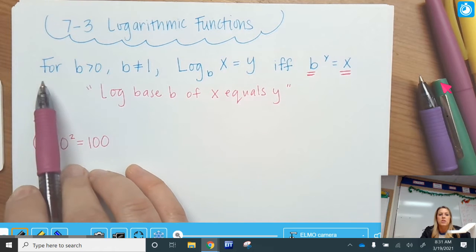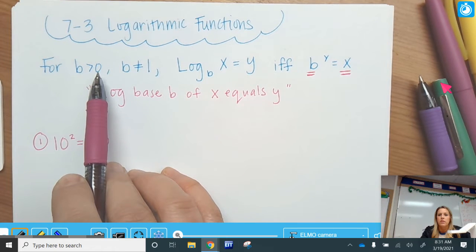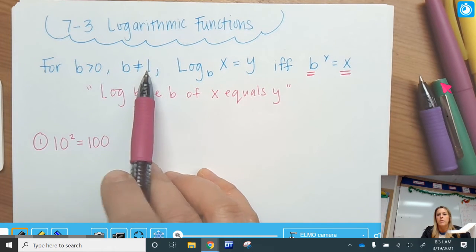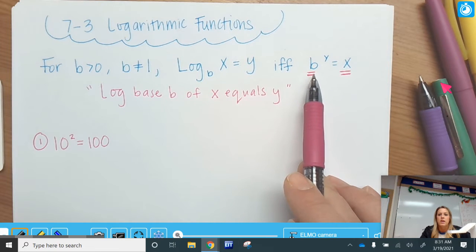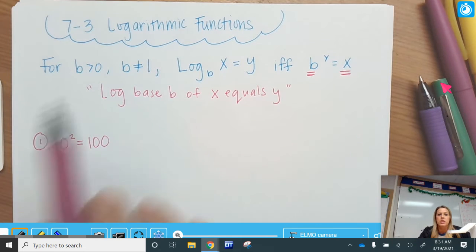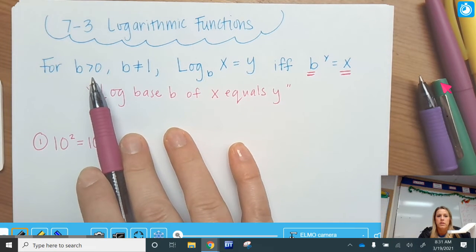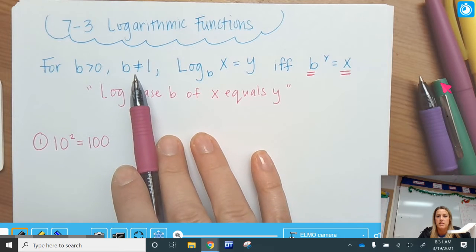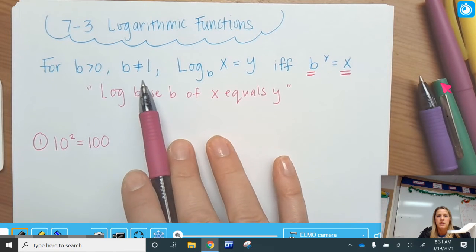But we have to make sure that our b is greater than 0 and our b cannot equal 1, because if our b equals 1, then this is most likely going to be a 0 here. So we want to make sure that our b is greater than 0, a positive number.